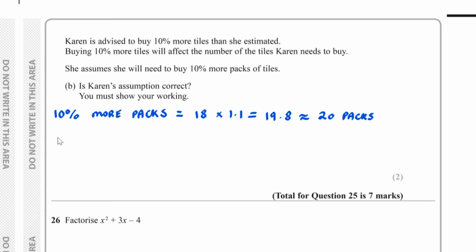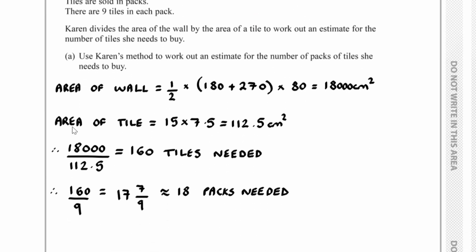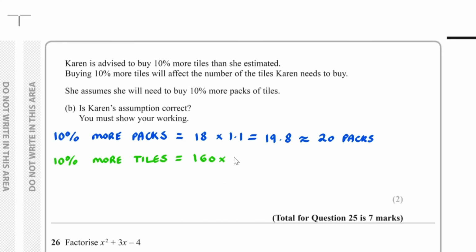So if I get 10% more tiles, then I've got 160, which I worked out from here, multiplied by 1.1, which is 176. So I need 176 tiles. And therefore, knowing that there's 9 tiles in each pack, I need to do 176 divided by 9.